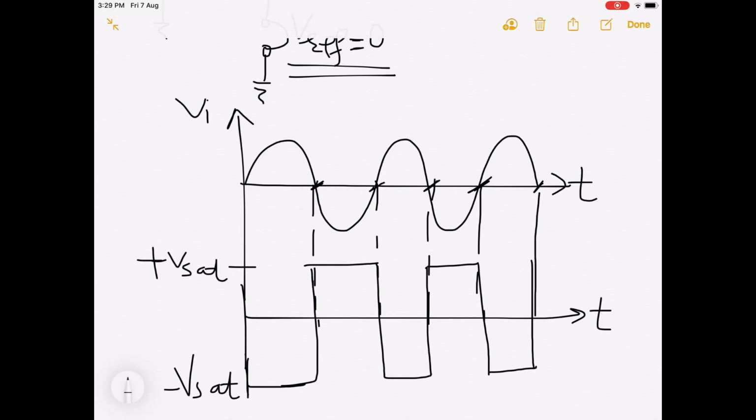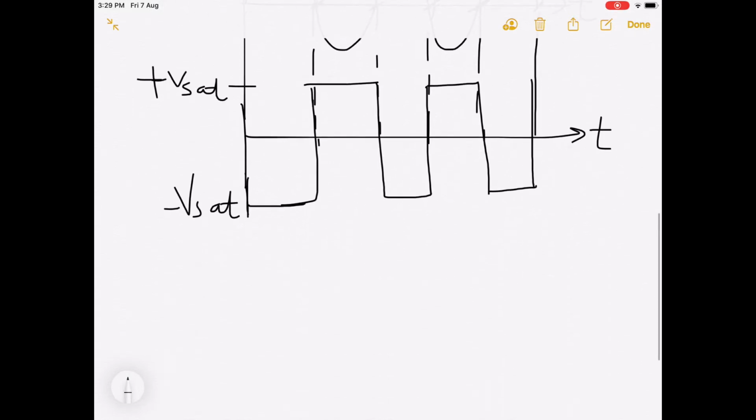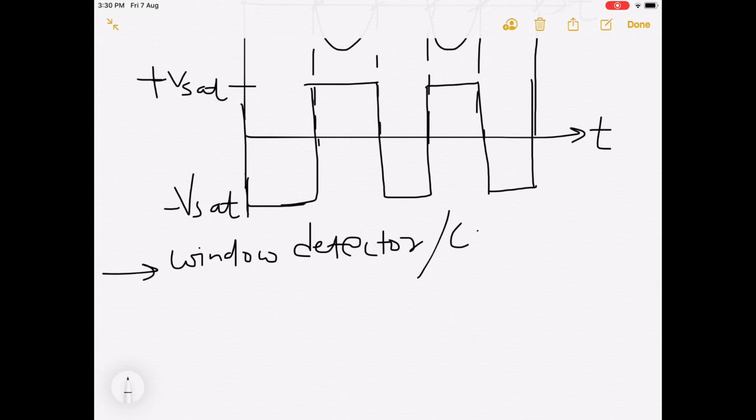Window detector is also known as window comparator. Why it is called as a window? Because your circuit identifies an unknown input voltage falling within two threshold voltage levels. That is why it is called as window. That gap between the two threshold levels is nothing but the window. Okay. Or we can say span of threshold voltage difference is called as window.